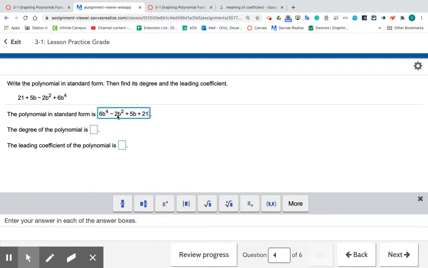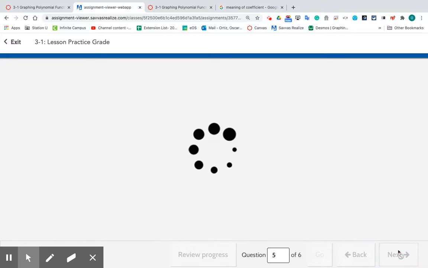Again, you count 1, 2, 3, 4, 1, 2, 3, 4, so same number of terms. The degree is the greatest exponent, so that's going to be 4. And the leading coefficient is that factor multiplying the variable in the first term. So that's going to be 6, and you can move on.